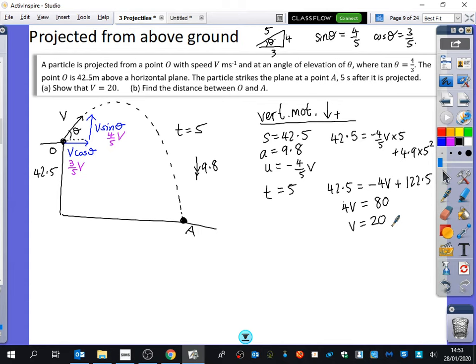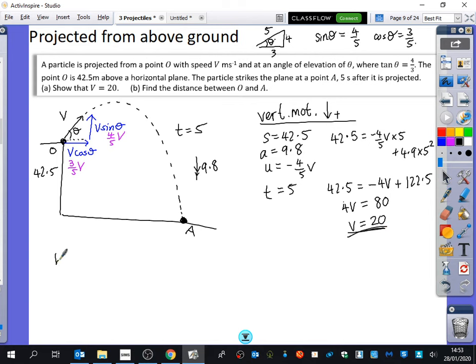What does v equals 20? What is v referring to? No, it's the initial projection speed. It's not referring to the vertical speed. The vertical speed is 4/5 of that. The horizontal speed is 3/5 of that. So just remember all the letters, what they actually represent, okay?